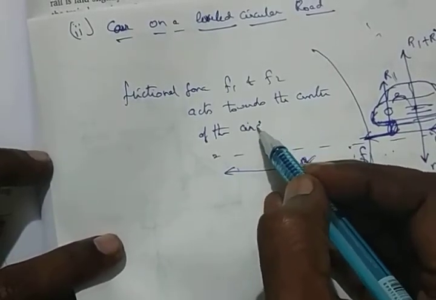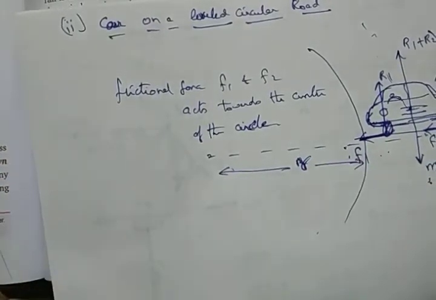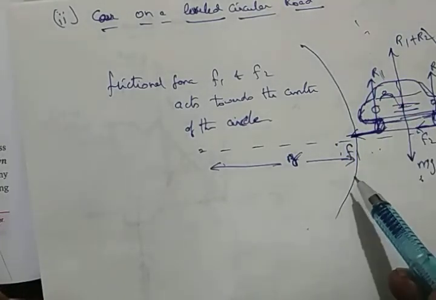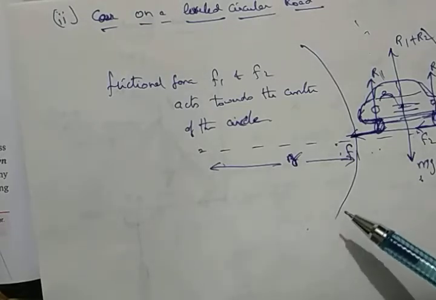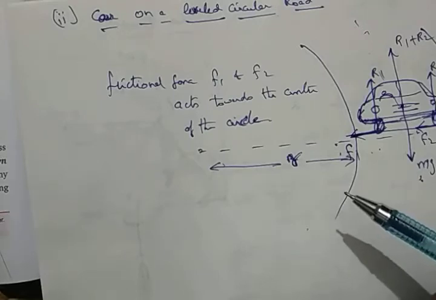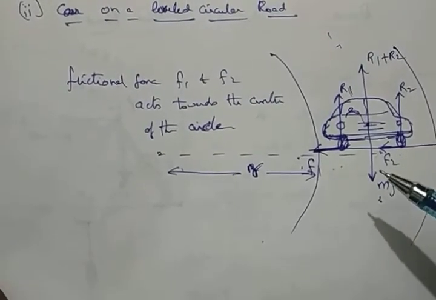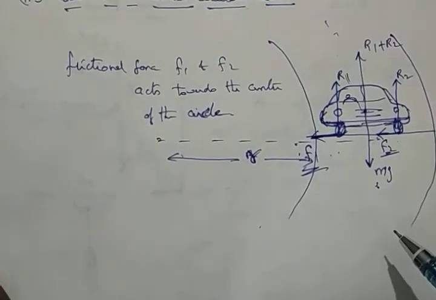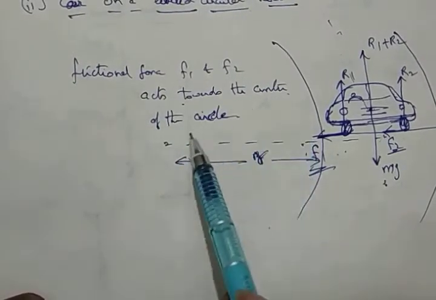So to negotiate a curved path, it always requires a centripetal force. The centripetal force will always take the help of something else; the force will come through something else. It will look for something that can contribute. Which is contributing now? The frictional force is contributing the centripetal force. So the frictional forces F1 and F2 act towards the center of the circle.